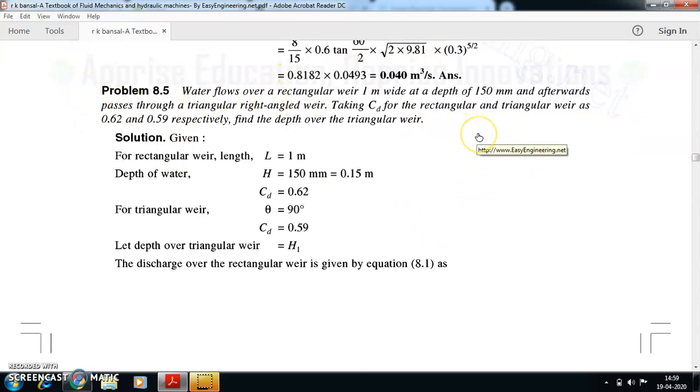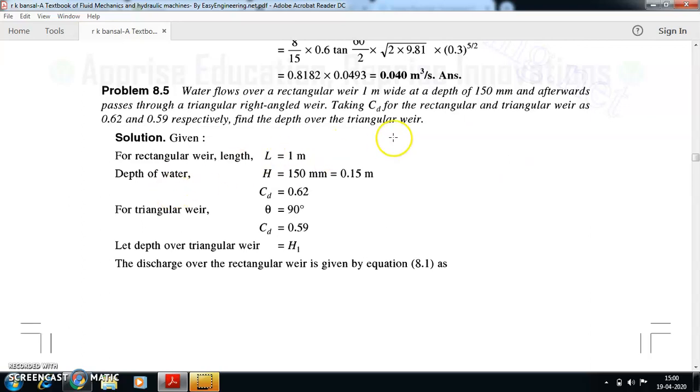Problem 8.4 is a direct problem, very simple problem. So we will go to the next problem, 8.5. There is water flowing over a rectangular weir 1 meter wide at a depth of 150 millimeter and afterwards passes through a triangular right angled weir. Taking CD for the rectangular and triangular weir as 0.62 and 0.59 respectively, find the depth over the triangular weir. So the question is, you need to find the depth over the triangular weir.